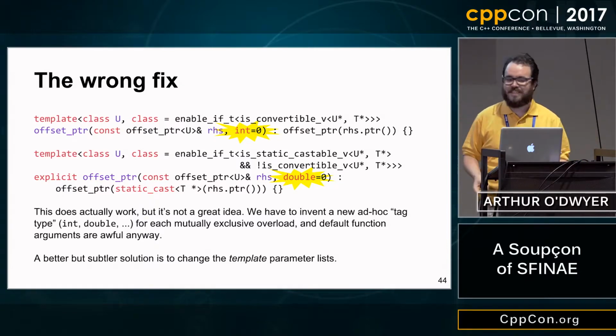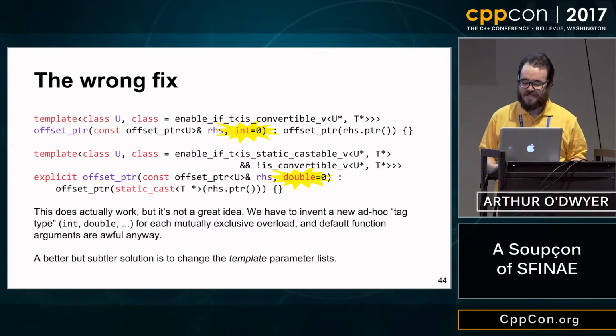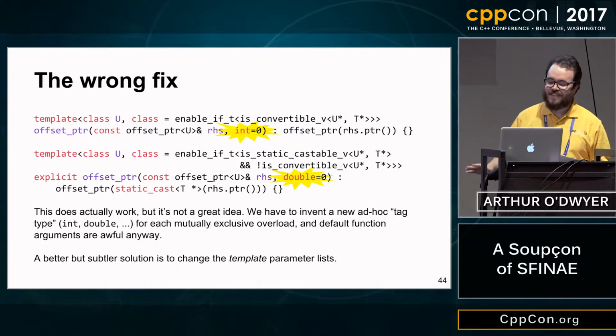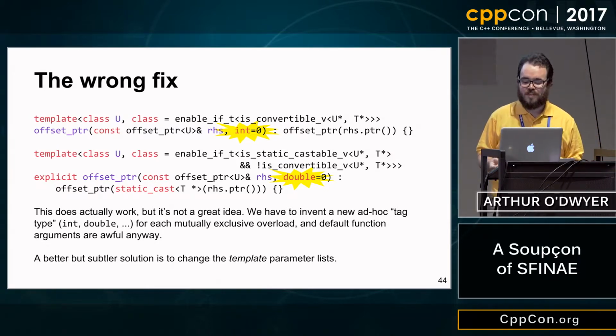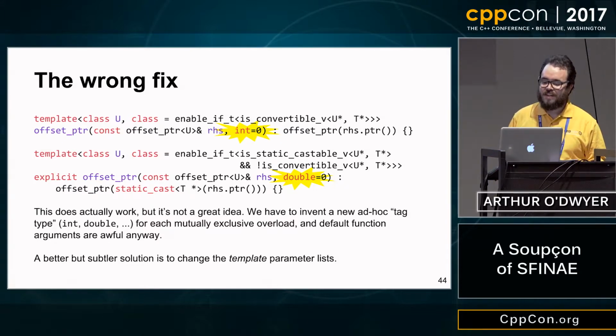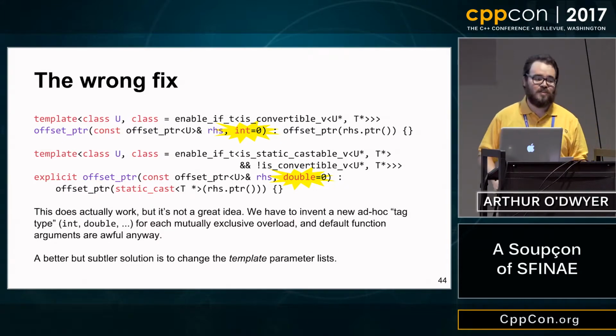This works, but it's not a great idea. At least I don't like it. Philosophically, it doesn't seem right, because we have to invent this new ad hoc tag type for each mutually exclusive overload, and also because it involves default function arguments, which are awful. Please don't use them. So we can do better.